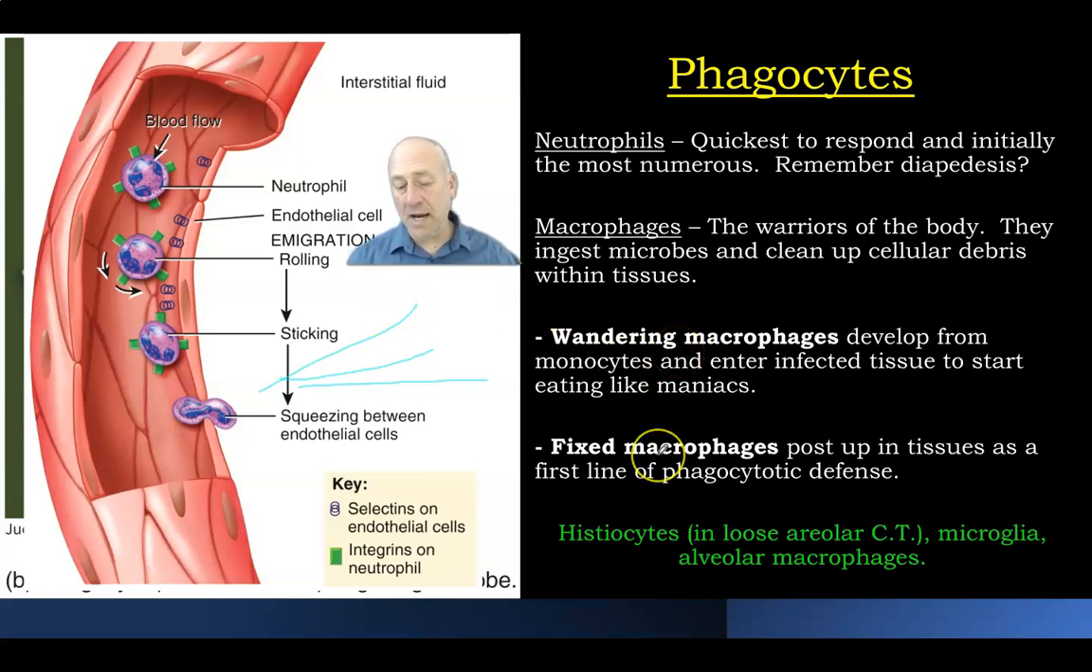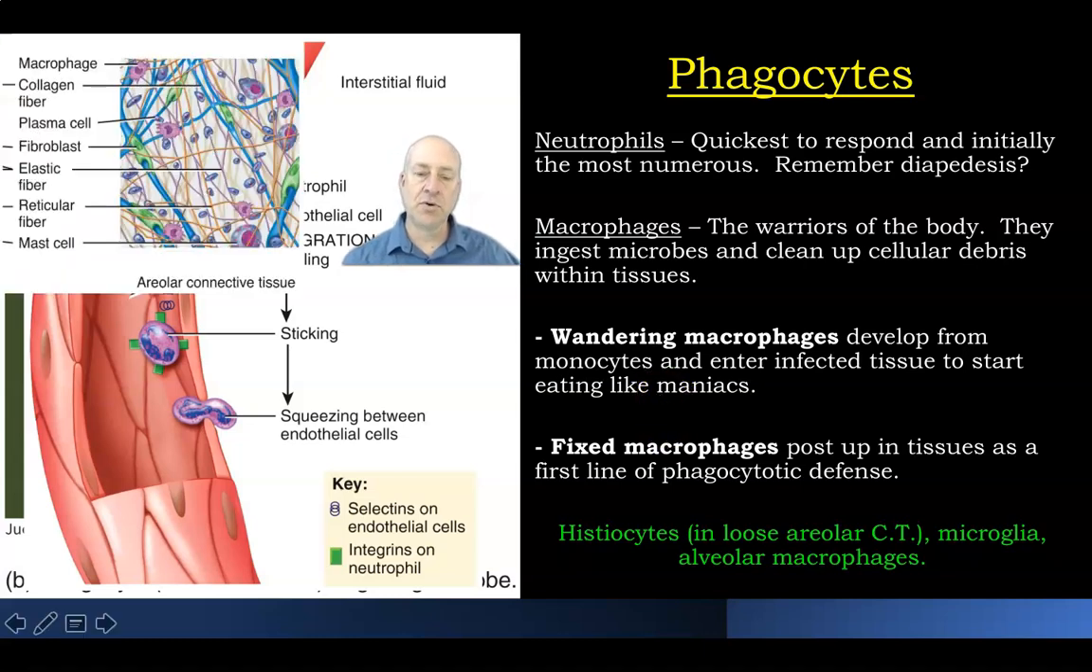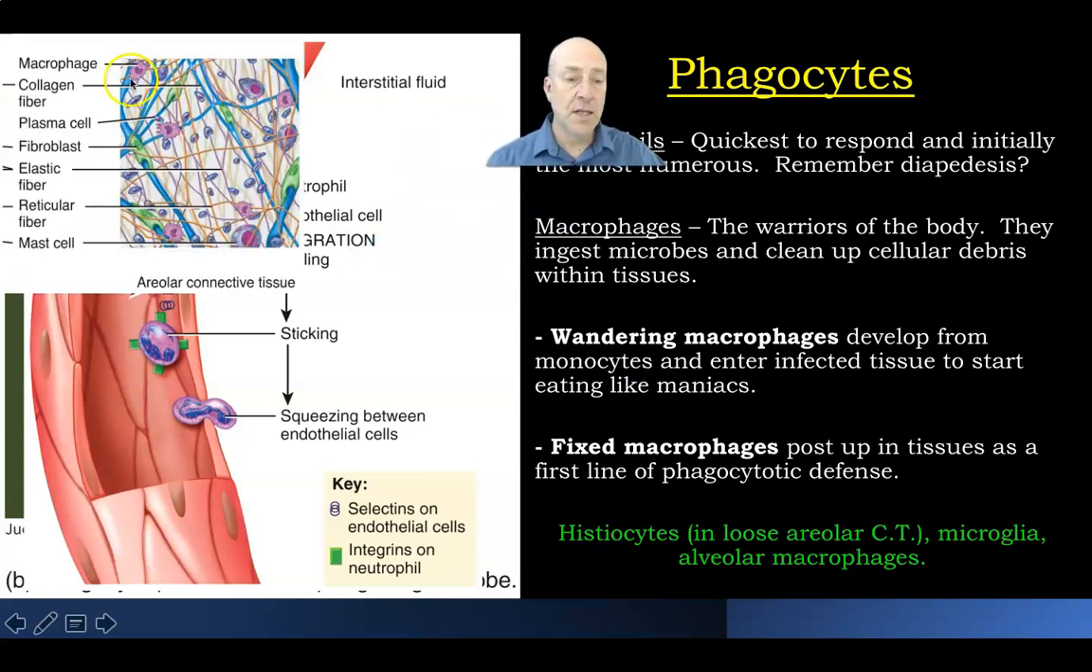You also have fixed macrophages. Don't forget your fixed macrophages. Histiocytes, which Tortora is now at 22 chapters in, is calling these macrophages that sit inside a loose areolar connective tissue.